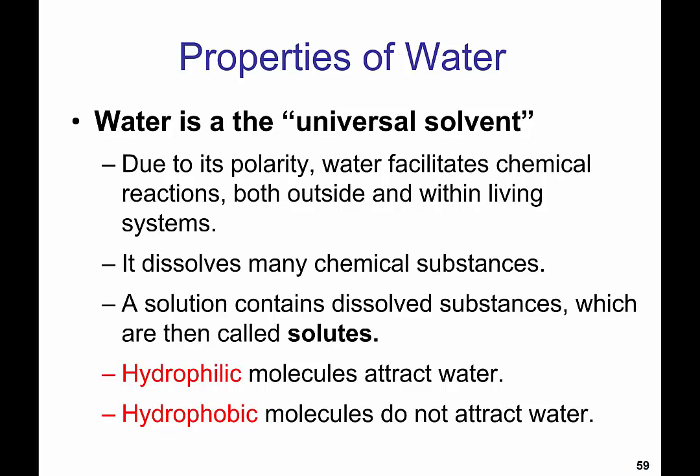Water is the universal solvent. And if we're talking about a solvent, it's going to be a substance that we dissolve other substances within. So within a solution, you have the solvent, which is the main component, and the dissolved substances are called solutes. Water, we saw previously, is a polar molecule. We have polar covalent bonds between the oxygen and hydrogen atoms. Due to that polarity, water facilitates chemical reactions both outside and within living systems. It dissolves many chemical substances.